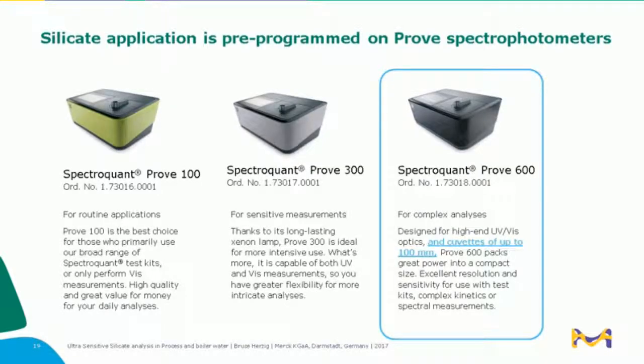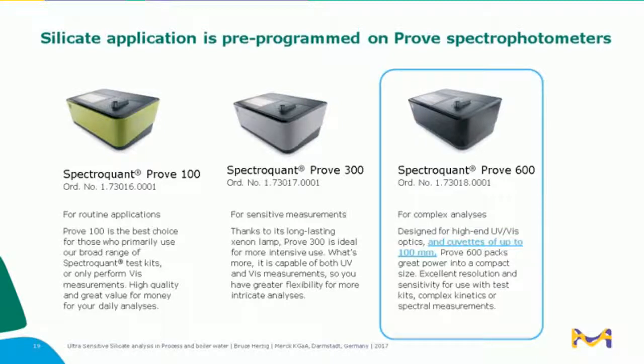Okay, I want to tell you a bit more about the Proof spectrophotometer family. We heard a lot about the silicate application, which is pre-programmed on the Proof spectrophotometers. There is the Proof 100 instrument, which is for routine applications. It's the best choice if you want to measure the SpectraQuant test kits or other test kits or methods in the VIS range. If you have intensive use during the day, or you also want to measure methods in the UV range, the Proof 300 is the ideal choice.